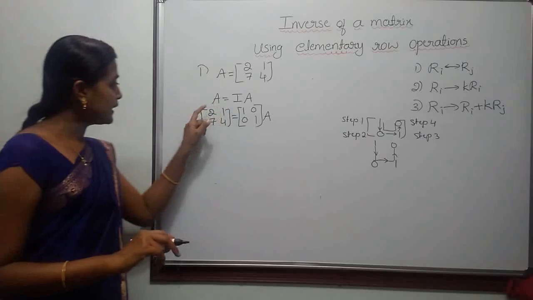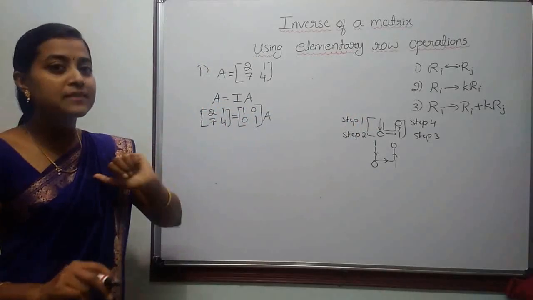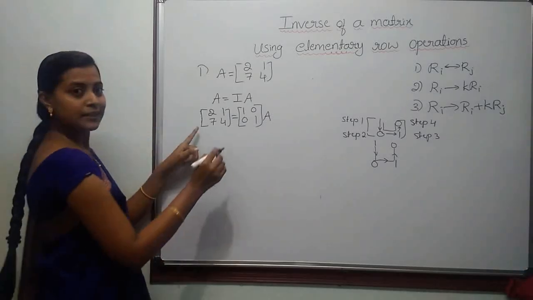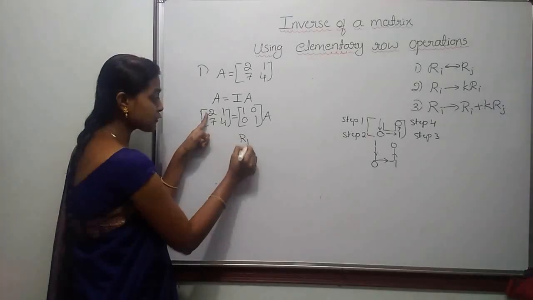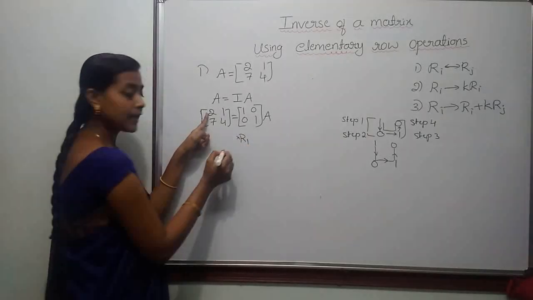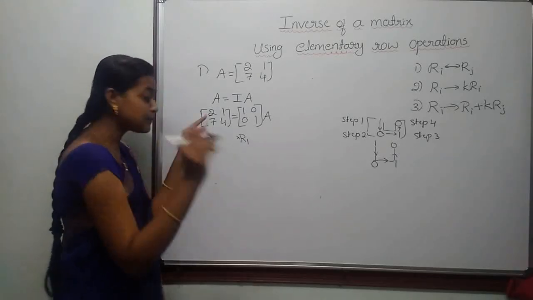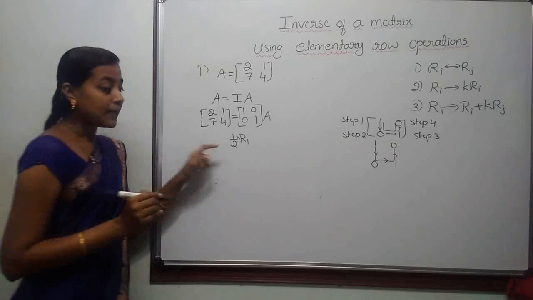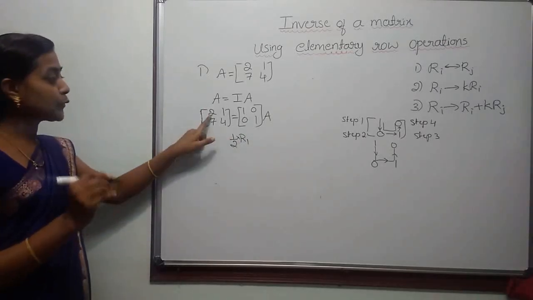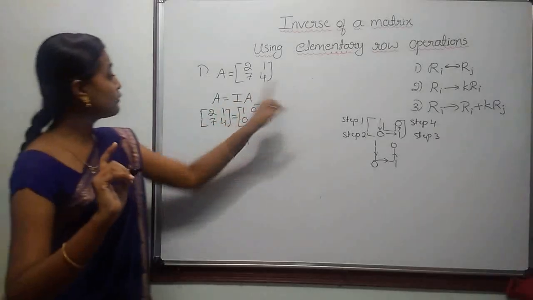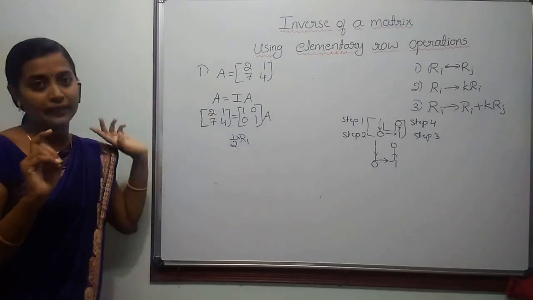First step is reduce the first element to 1. How can we reduce this? The method is multiply. 2 is in first row. So multiply first row by reciprocal of the first element. First element is 2. Its reciprocal is 1 by 2. Multiply 1 by 2 to R1. Observe here, 1 by 2 into 2 gives us 1. And also we have to reduce this 2 to 1 only. In this way we can reduce 2 to 1.